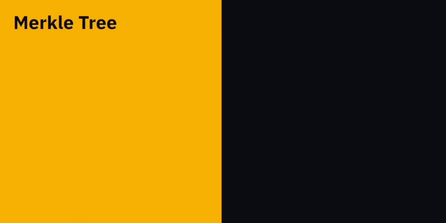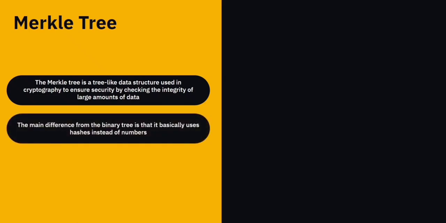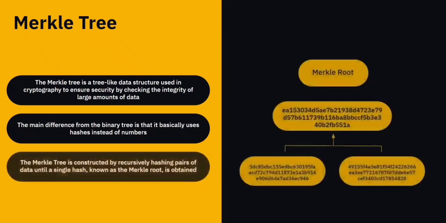Now let's introduce Merkle trees. The Merkle tree is a tree-like data structure used in cryptography to ensure security by checking the integrity of large amounts of data. The main difference from the binary tree is that the Merkle tree uses hashes instead of numbers. The Merkle tree is constructed by recursively hashing pairs of data until a single hash, known as the Merkle root, is obtained. To construct a Merkle tree, we first hash each transaction using a hashing algorithm like SHA-256.